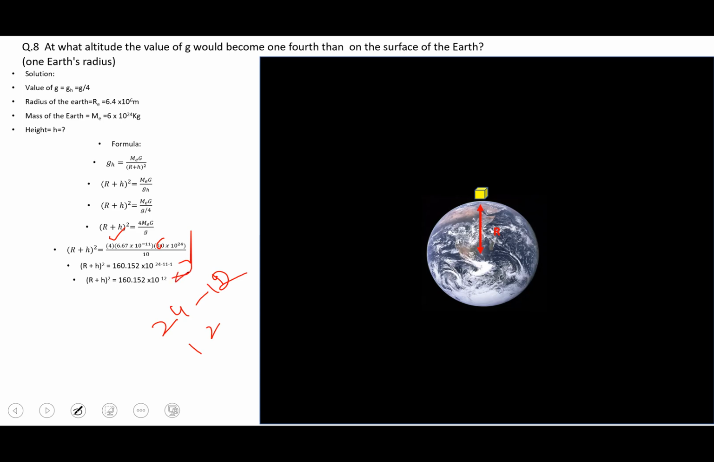So here we can write down like this. Let me clear this out for you. So here we can write down like this: 24 minus 12 is equal to 12. So 160.152 into 10 to the power 12.